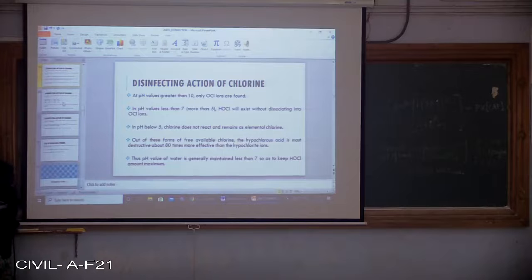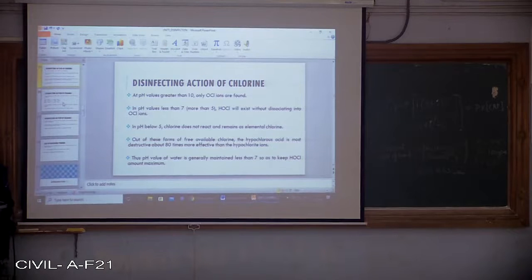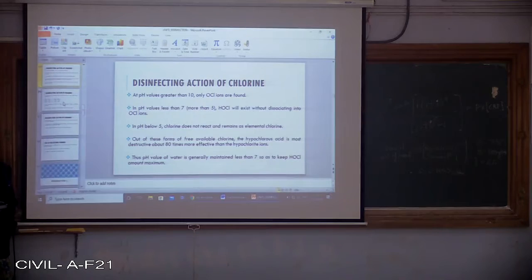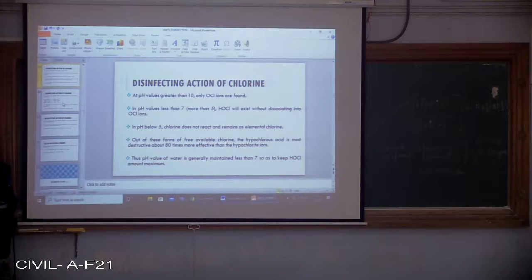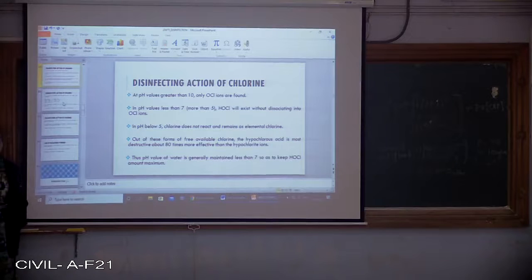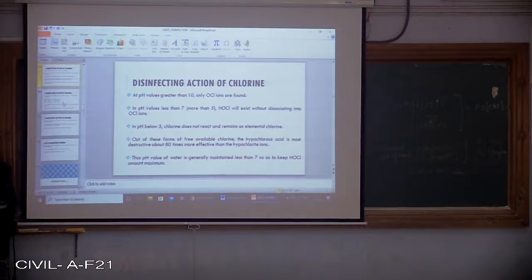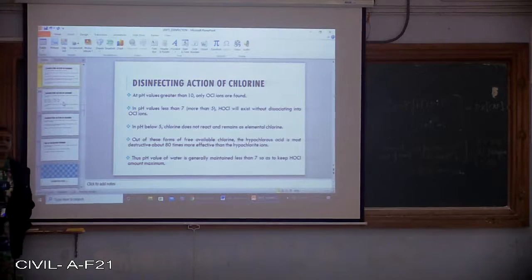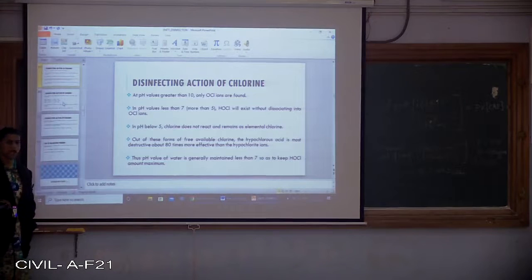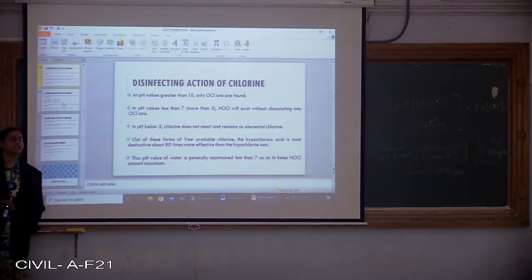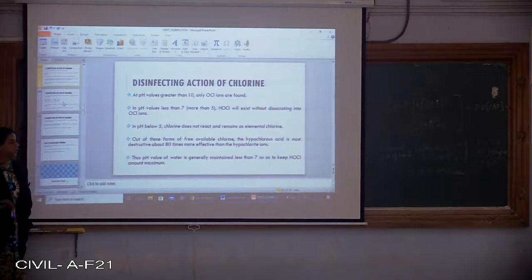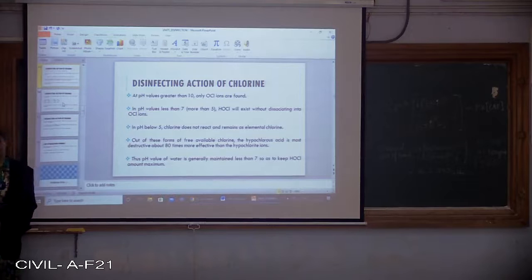So whenever the pH of the water is greater than 5 and less than 7, this particular HOCl, hypochlorous acid, will exist without dissociating into OCl ions. At pH below 5, chlorine does not react and remains as elemental chlorine. So whenever the water pH value is below 5, chlorine is not going to react and it remains as elemental chlorine.